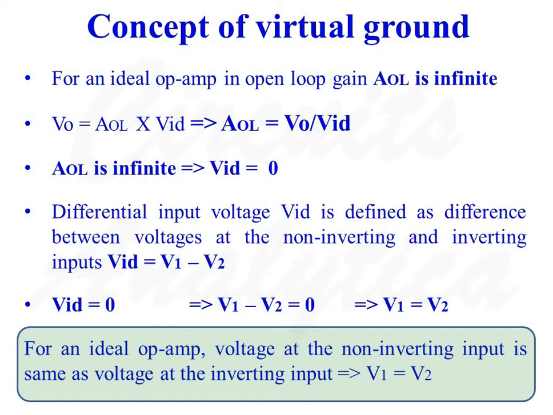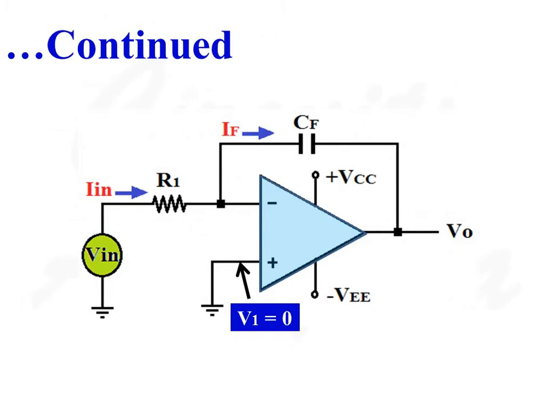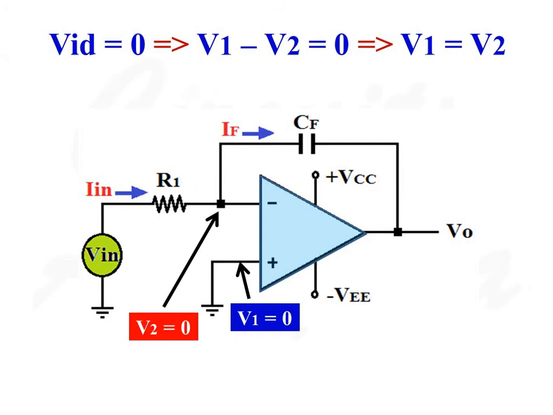VID is equal to 0 means V1 minus V2 is equal to 0, or V1 is equal to V2. For an ideal operational amplifier, voltage at the non-inverting input is same as voltage at the inverting input. That means V1 is equal to V2. In the case of an integrator, the non-inverting input is connected to ground. That means V1 is equal to 0. V1 is equal to 0 means V2 is also equal to 0. And this condition is called virtual ground.